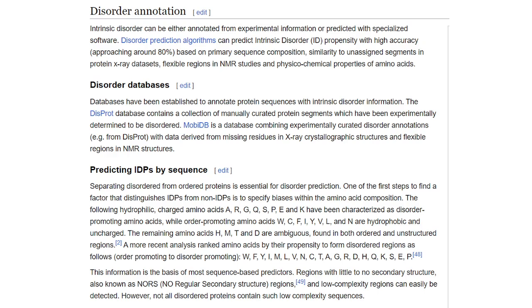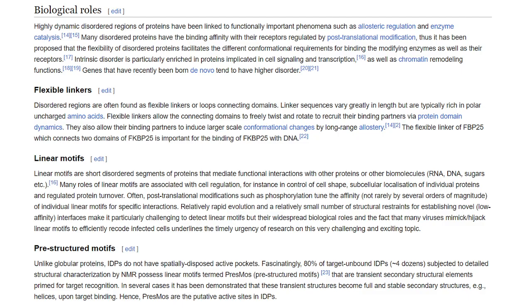Then from the sequence you can understand whether the protein will fold or not. But nowadays these predictive tools have made things easier. You don't need to manually predict it. You can put the sequence in and it will do the rest of the work.